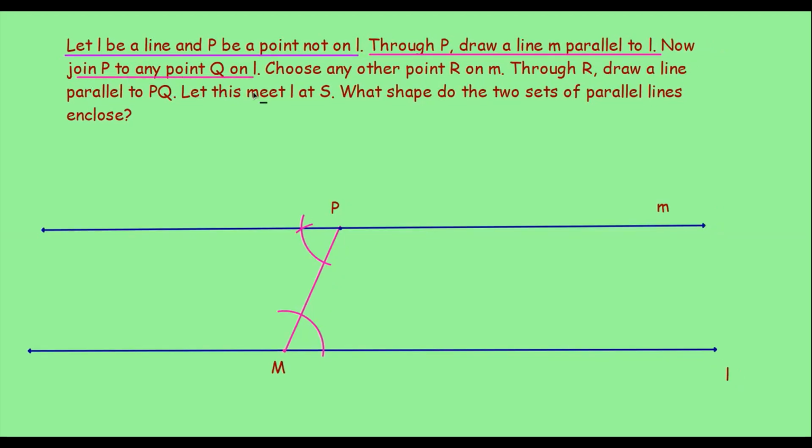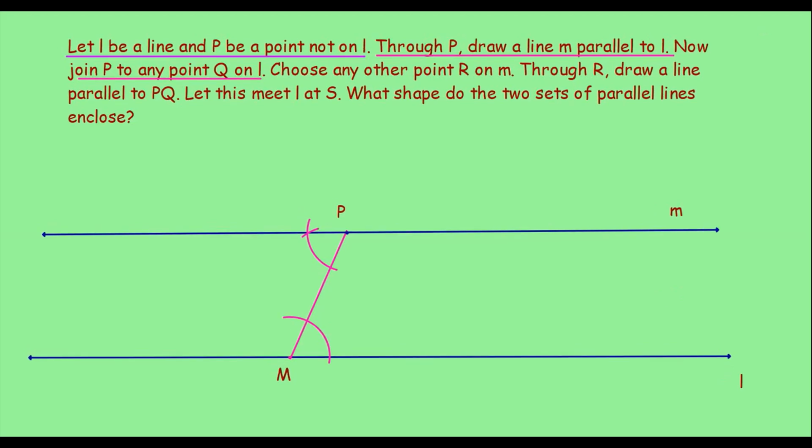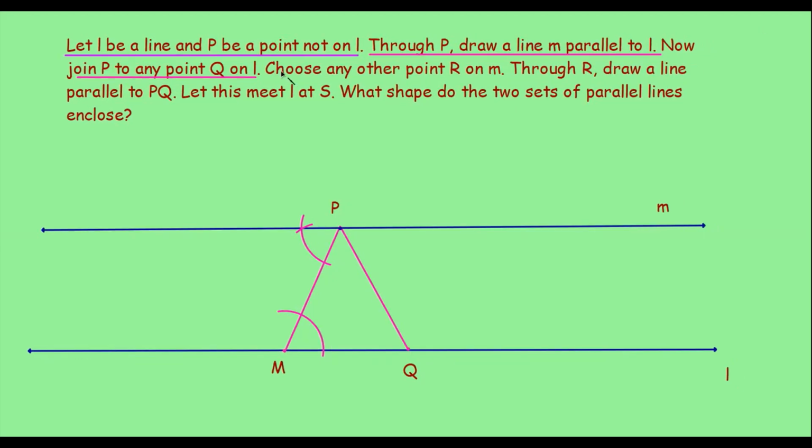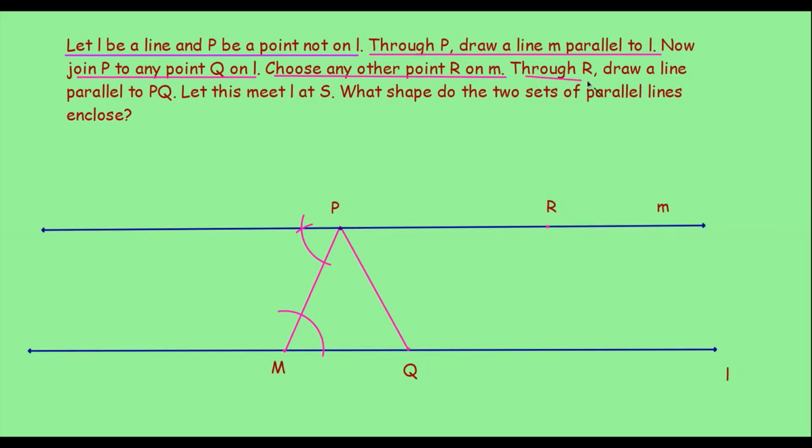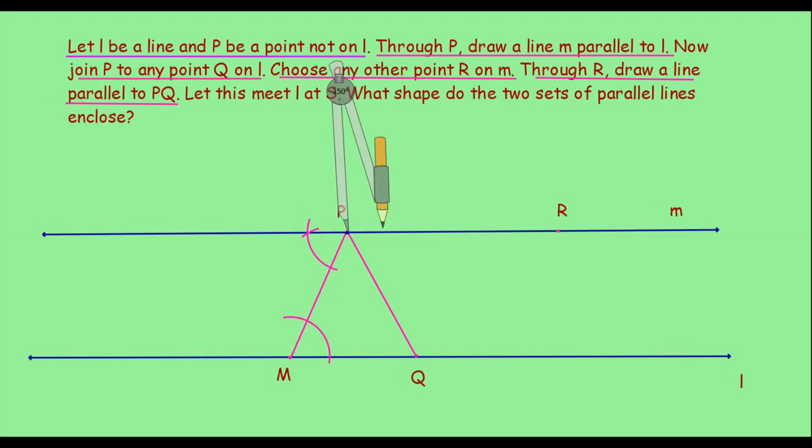Now join P to any point Q on L. So now we have to take a point Q on L and join PQ. Next is choose any other point R on m. That is, take a point on m and name it as R. Now what to do is, through R, draw a line parallel to PQ.